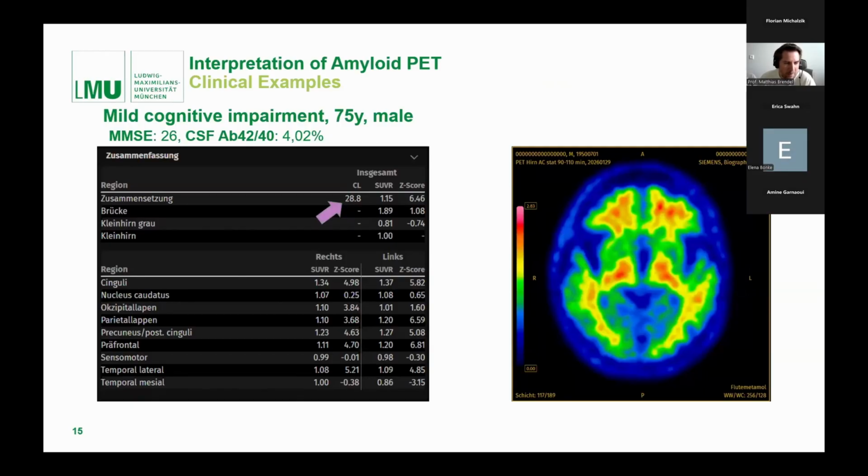So again, we have a case with mild cognitive impairment, 75 years old, and with an A beta ratio of 4, MMSE of 26, and a centiloid value that is in the borderline range, so 28.8. Again, if you compare here the visual read of the scan, I think an inexperienced reader would really have a hard time judging if there is amyloid here in the frontal lobe or not. And I think therefore the quantification can already help you.